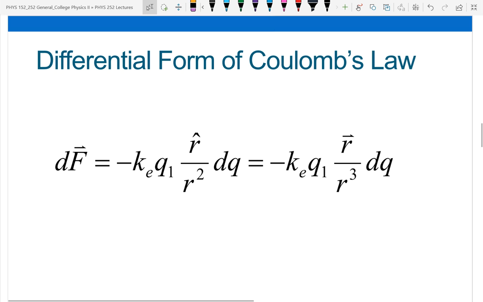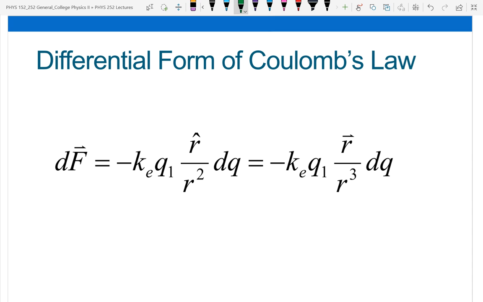So here's the differential form of Coulomb's law, the form that you're going to use in that HWC1. So dF, this is a vector note, is equal to minus k_e q1, because we're using this to find the force on charge 1 due to the charge distribution dq. Because it's very important to keep the vector signs here, I have 2 forms, either r hat over r squared. So r hat is giving us the direction. Remember, there's no magnitude to r hat. Well, the magnitude of r hat is 1. There's no change in magnitude.